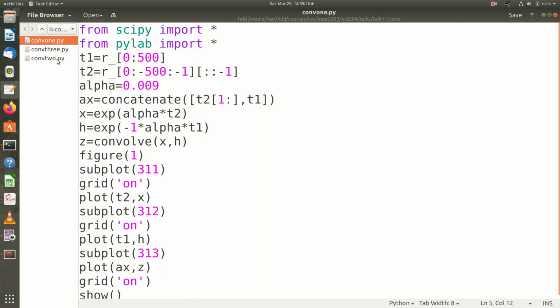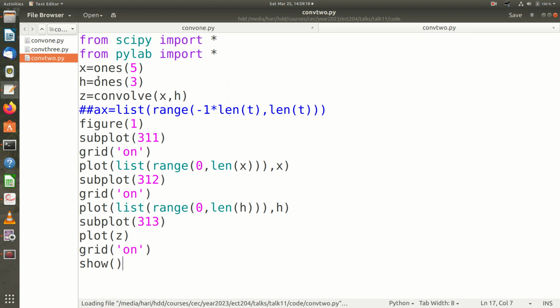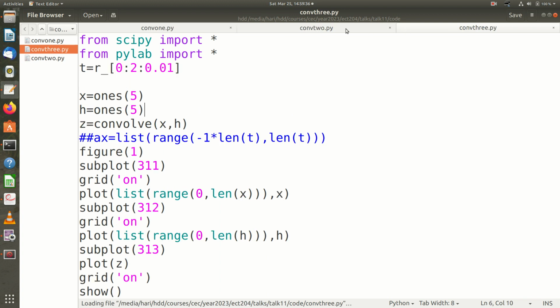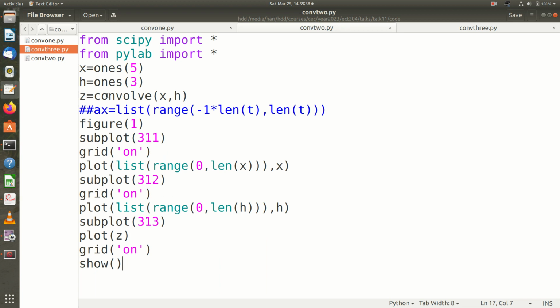Now let us consider another case. This program shows a convolution between two pulses. See, this 5 means it simulates a pulse of width 5, and this simulates a pulse of width 3. Okay. Now we set z equal to convolve x comma h. Convolve is a function from SciPy, and in these three subplots we plot x, h, and z. So we will run this code and appreciate this. This is conv 2.